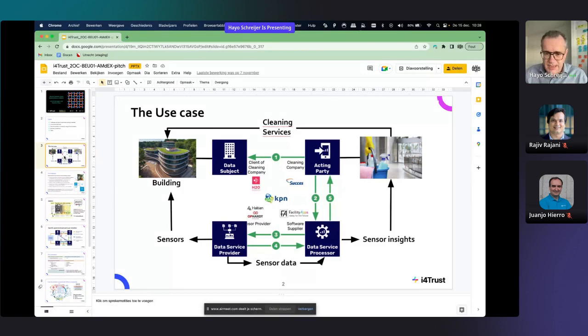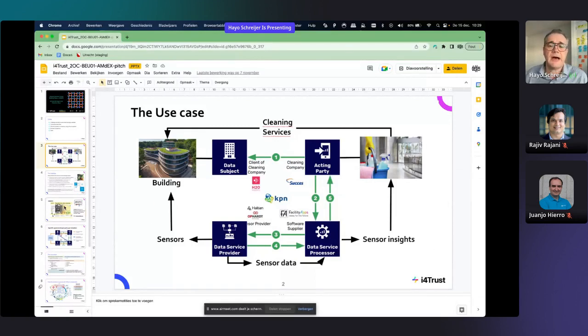And it's about making this sensor data available in a safe way and considering all the privacy and commercially related sensitivity on this data, and making it available, for example, for cleaning companies who want to provide services in the building, or security companies providing services in the building. What you see here is a picture that shows at least the parties involved in sharing this data.